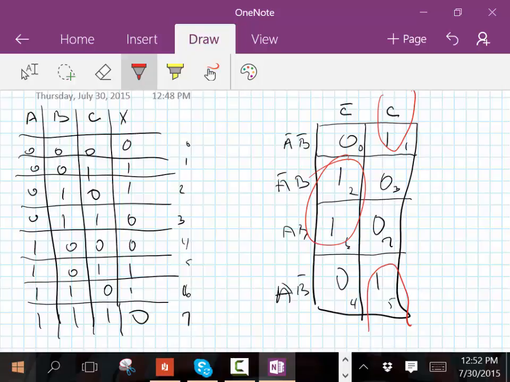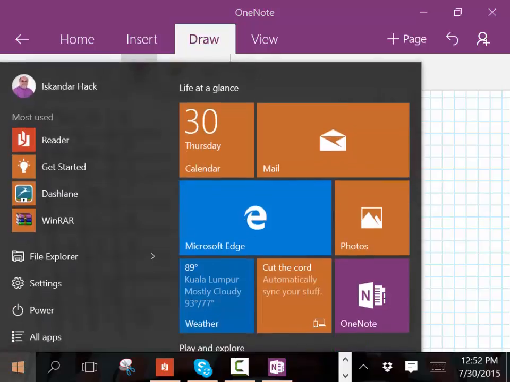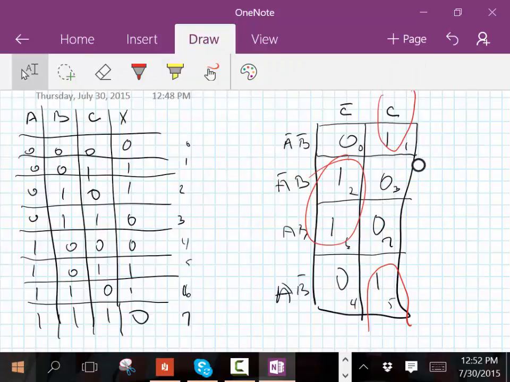So this one here is going to be B not C right there. Because in this term, this is A not B not C, and down here is A B not C. The A changes from A not at the top to A on the bottom. So the A drops out. The one that changes, you drop out.